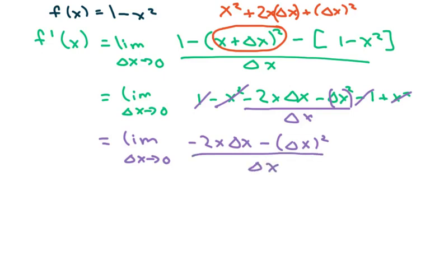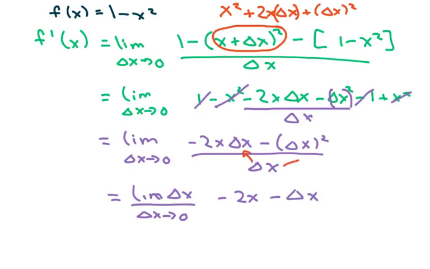So when you divide each of those pieces by delta x, you're going to get negative 2x minus delta x, because I just divided both of these pieces here. And then when you plug in the 0, you get the limit. When you plug in a 0 here, that goes away and you're just left with negative 2x.